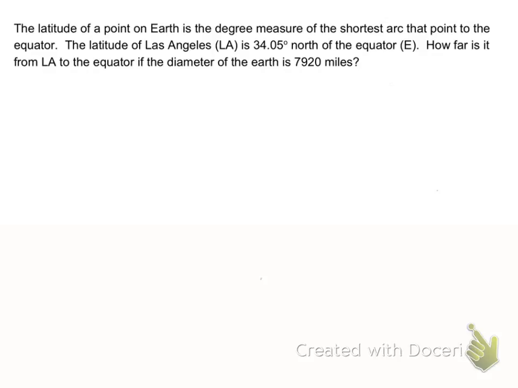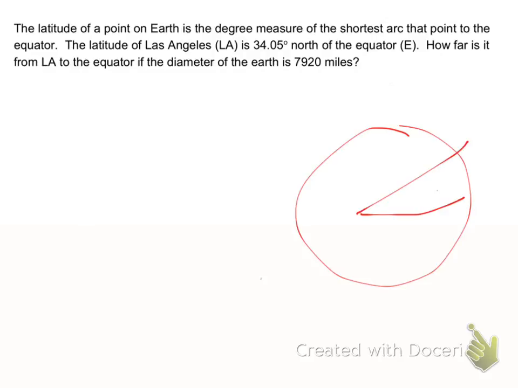So how far in miles, if I drew a circle, there's the equator, there's Los Angeles. This right here, guys, 34.05. That's how I spelled it, that's the way I'm going to say it. How far, guys? What's this distance? What's that blue distance?